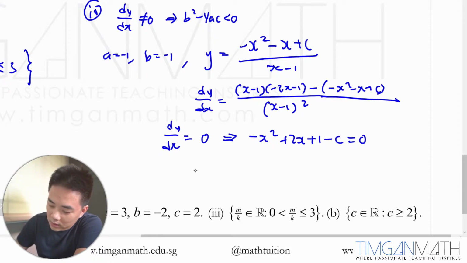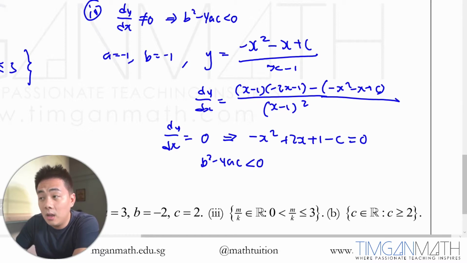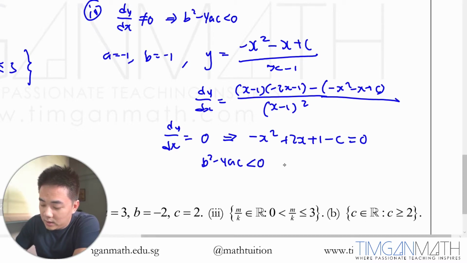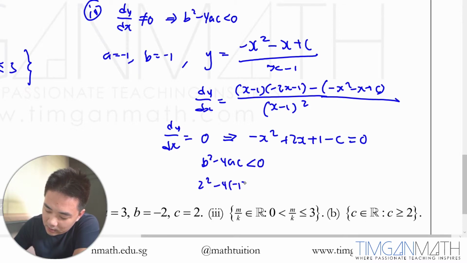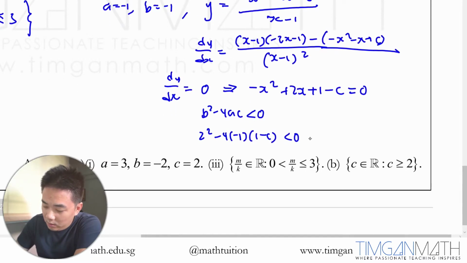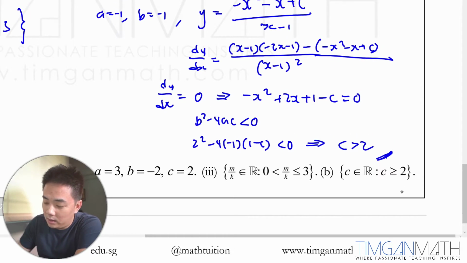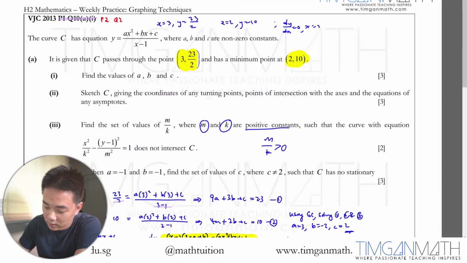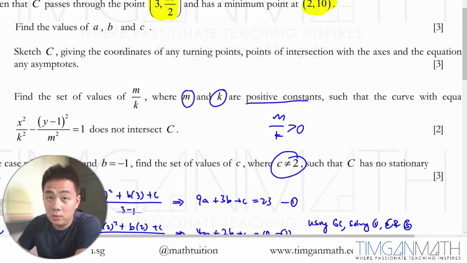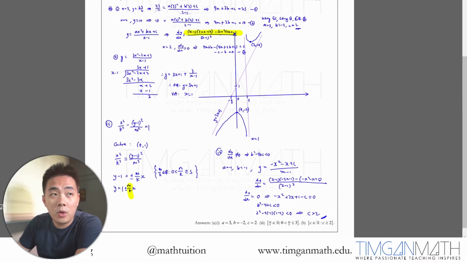For no stationary point, you know that b squared minus 4ac has to be less than 0. From here, the discriminant is 2 squared minus 4 times minus 1 times minus c, less than 0. What you get is c bigger than 2. So that is the answer, c bigger than 2, but c cannot equal 2. Actually, I think the given answer is wrong, because it states that c cannot be 2. Okay, so that's how you do this question properly.